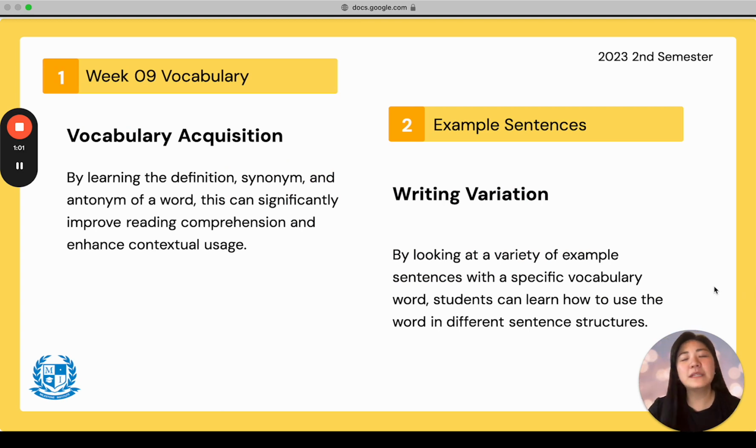So here, why are we doing this? Why do we need to watch this video? For vocabulary acquisition, meaning to learn and really absorb all of our words. To learn the definition, the synonym, the antonym, and the part of speech of the word. This can significantly improve your reading comprehension and enhance your contextual usage to understand how these different words can be used in different sentences. Also, the extra example sentences will help with your writing variation. By looking at a variety of example sentences with one specific vocabulary word, students can learn how to use the word in different sentence structures and use it in your essays.